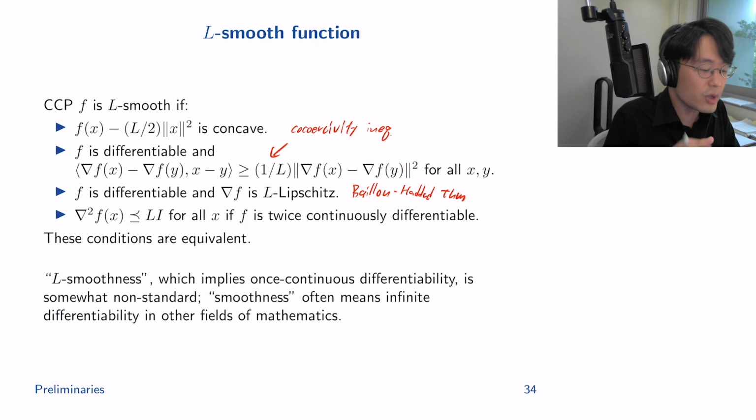But this is somewhat non-standard in the context of broad mathematics, because in other branches of mathematics, smoothness often refers to infinite differentiability. So I do want to clarify that. In this class, when we say a function is smooth, we mean it is once differentiable. In particular, its gradient mapping is L Lipschitz continuous. We are not requiring infinite differentiability. In fact, throughout this class, we will sometimes assume twice differentiability, but we will never assume any higher order differentiability.